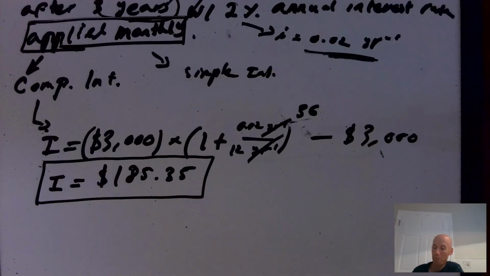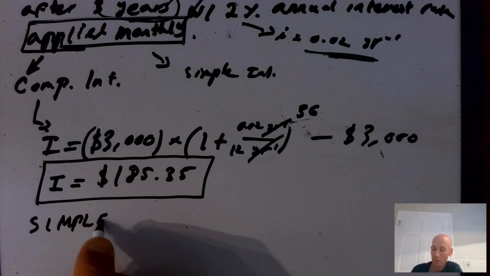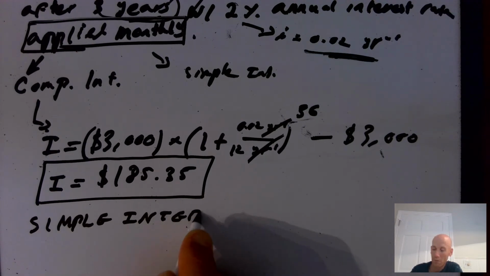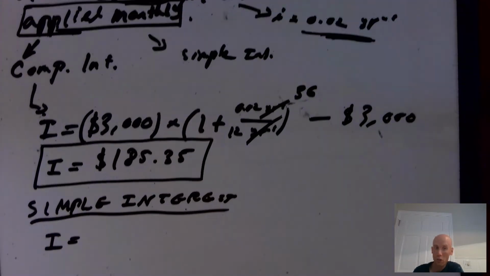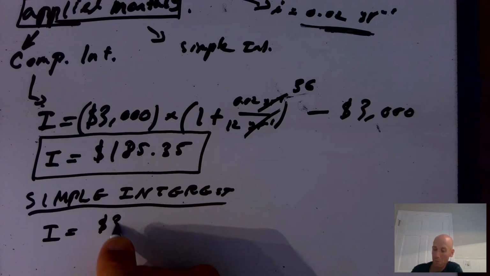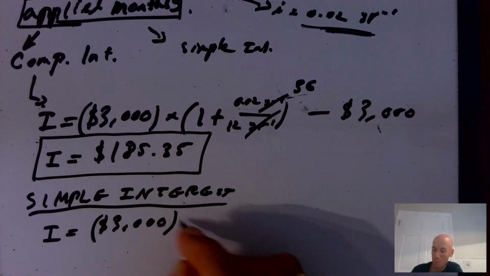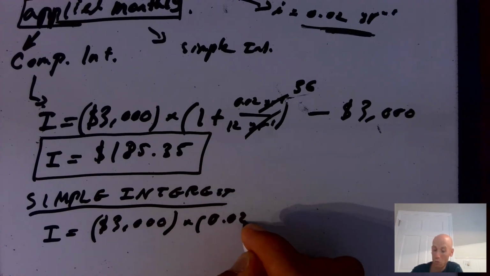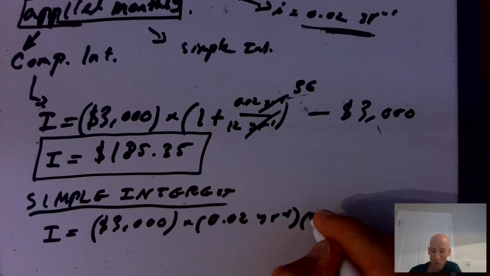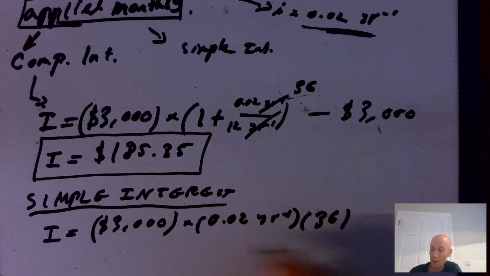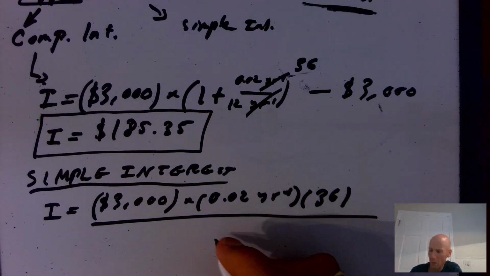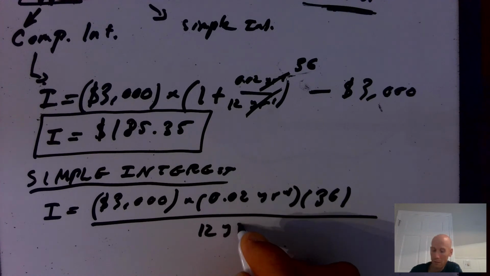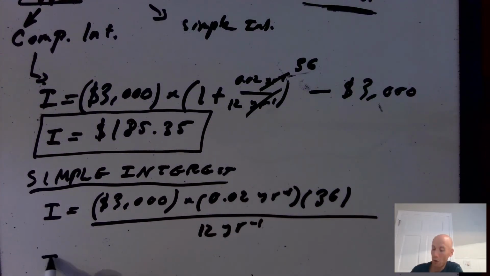Okay, if I'm looking at simple interest, I have the same equation as before. I need my principal, so it's $3,000. I need to multiply by little i, which we already just figured out is 0.02 per year. I need to multiply by big N, which is 36, and I had to divide the whole thing by little n, which we already established as 12 per year. I punched that all in, and I get that this is $180.